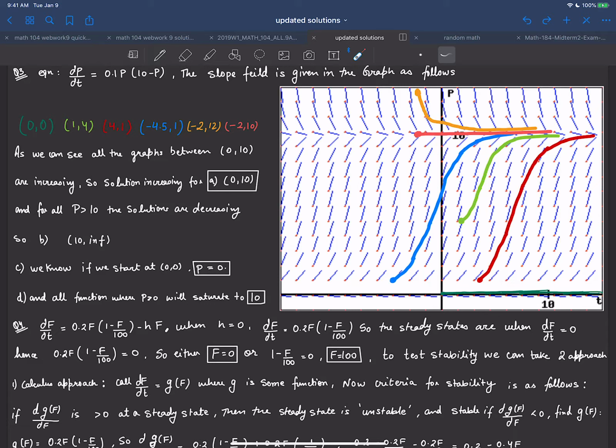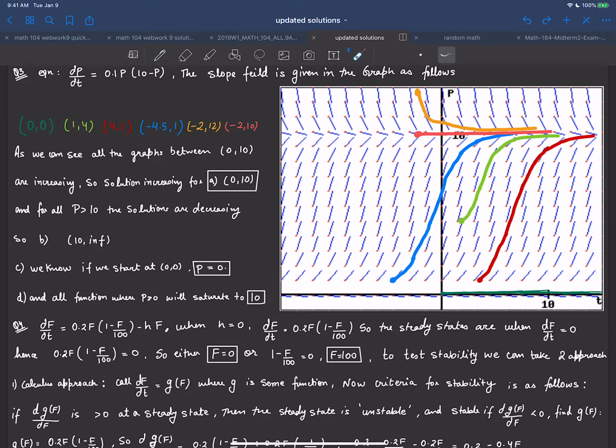So as we saw, if you start at multiple points like here, or over there, what's going to happen eventually is that you're going to settle down to be at 10 because all the solutions are going to follow the slope field and the slope field becomes stagnant at 10. So whatever the solution of this equation is, if that initial condition starts at these points or any point above 0, they're all going to saturate to be 10. And that's the idea here.